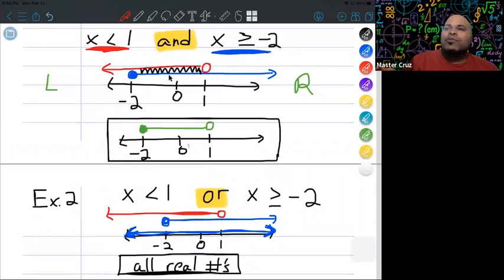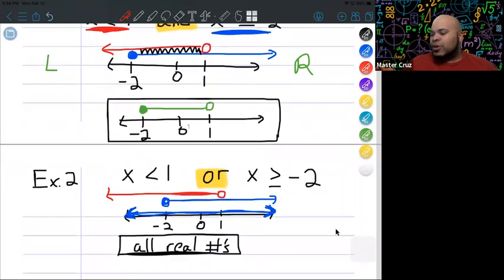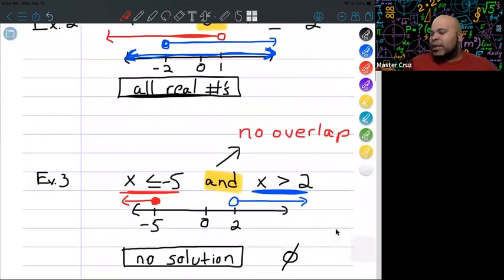For and, I'm looking for an overlapping. For or, I take everything. It doesn't matter if it overlaps or not. Let's go to example 3.